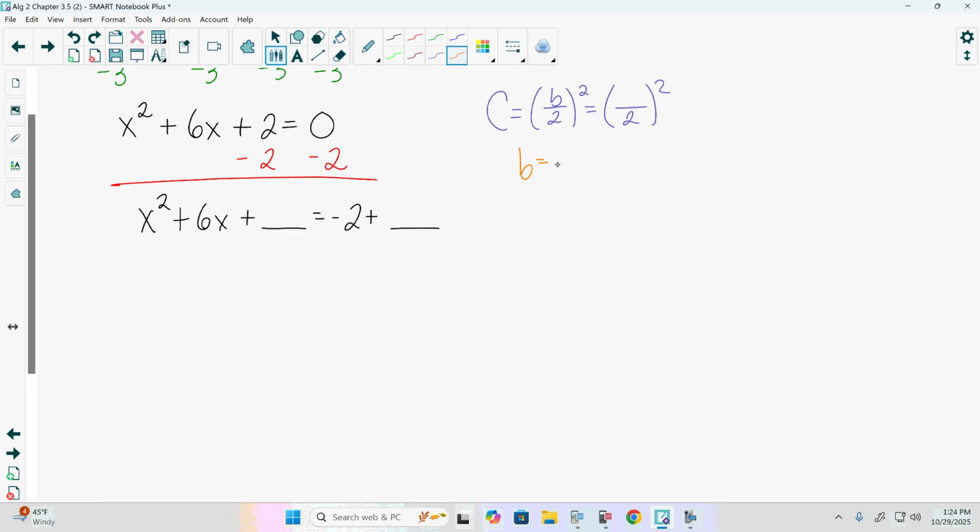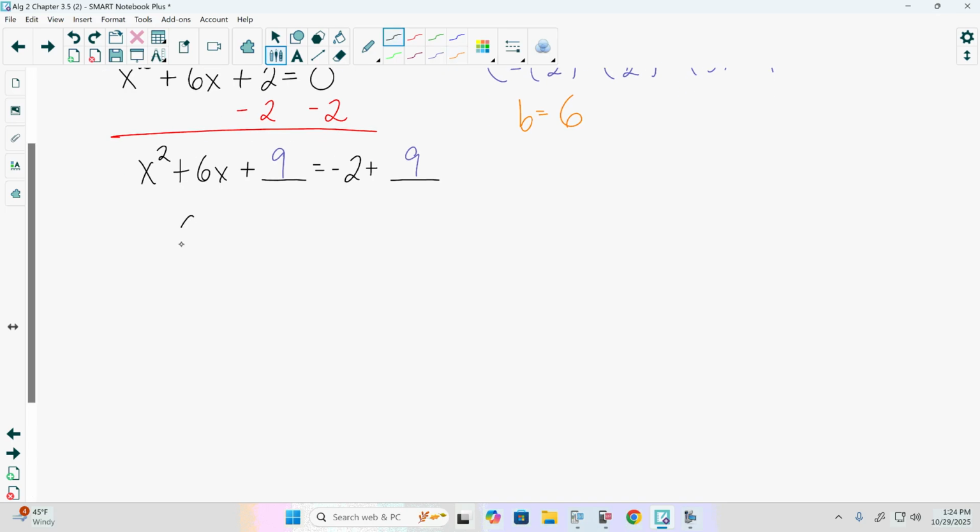And our value b in this case is 6. So we have 6 over 2, which is 3. And 3 squared is 9. X squared plus 6x plus 9 will factor to x plus 3 squared. Negative 2 plus 9 is 7.